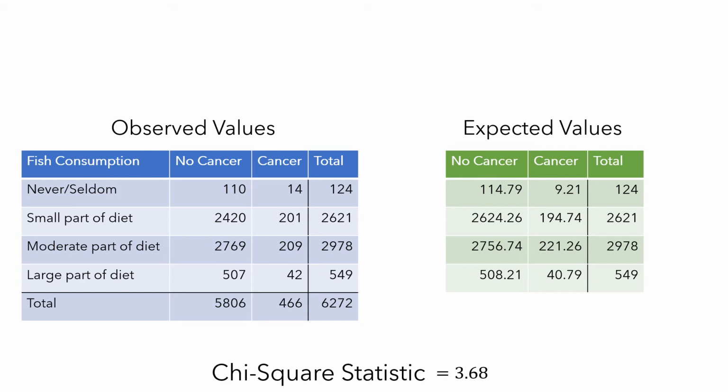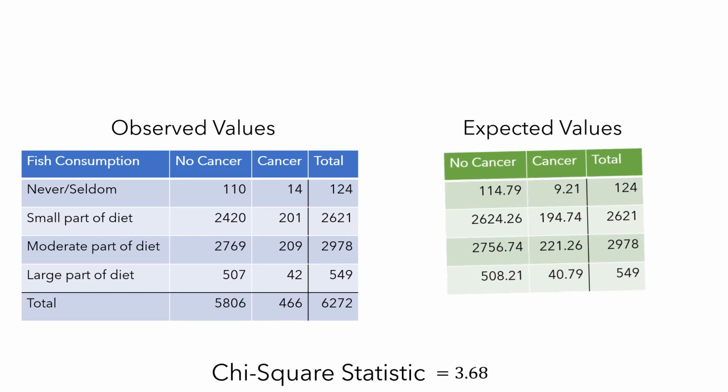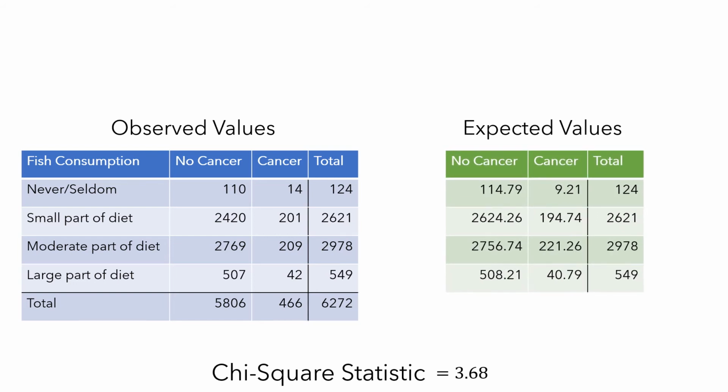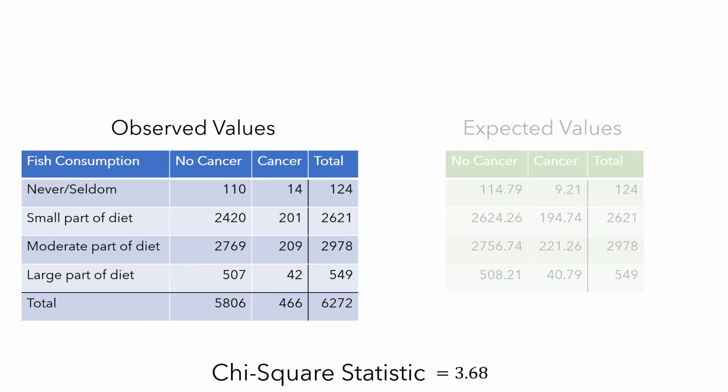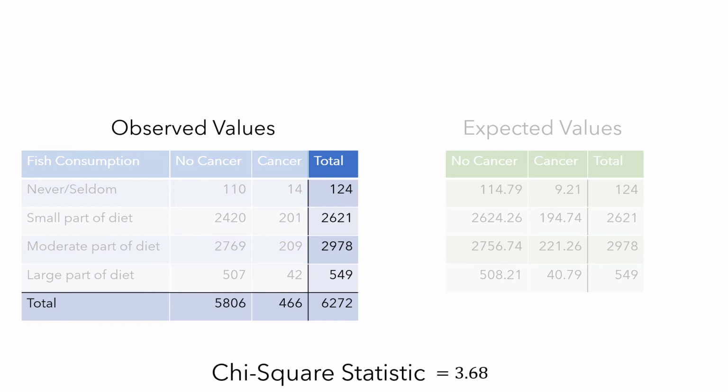Finally, we need to determine whether the statistic is strong evidence against the null hypothesis. Each of the expected values is at least 5, so we can look at the chi-square distribution. But first, we need to know which chi-square distribution. That is, we need to compute the degrees of freedom. In our observed values, the totals for each row and column are fixed. For example, there are 5,806 total people who don't get cancer, and there are 549 people for whom fish is a large part of their diet.